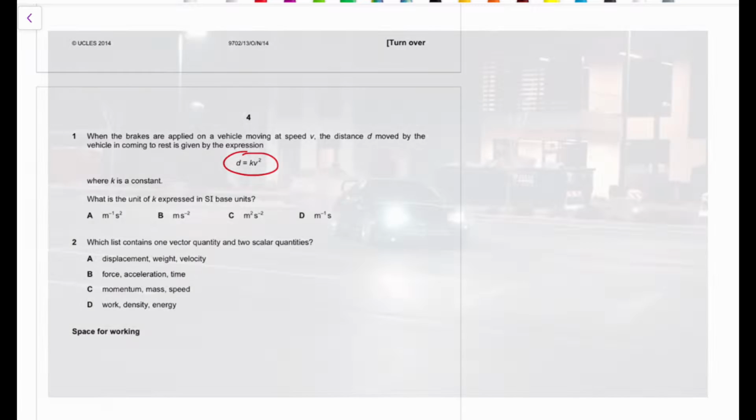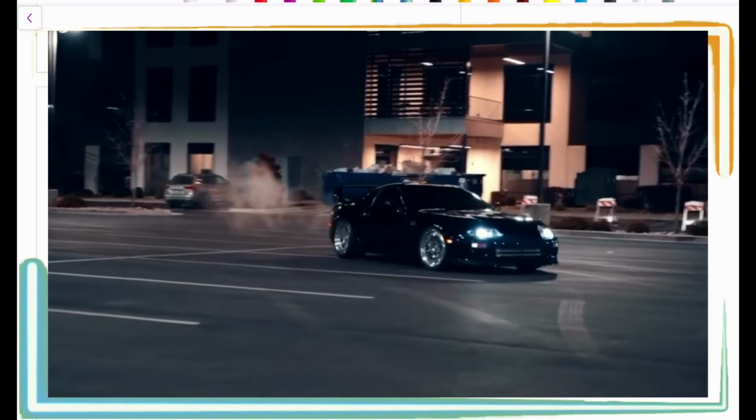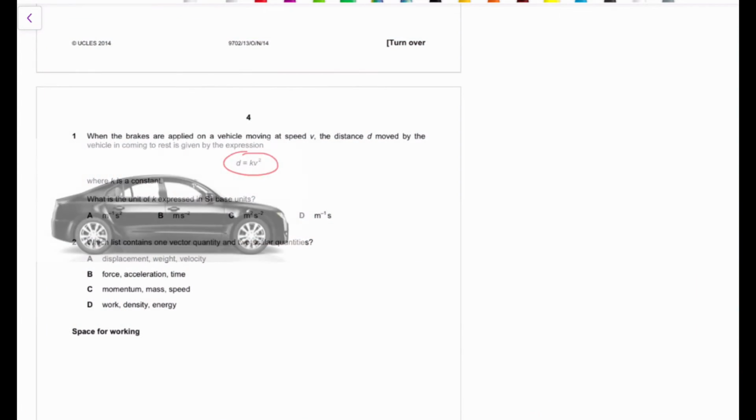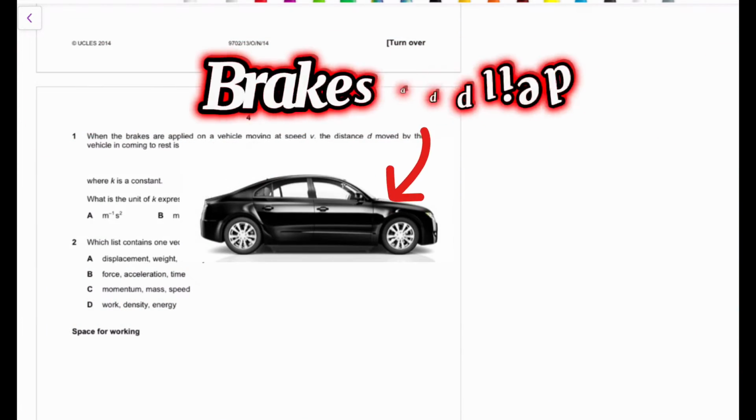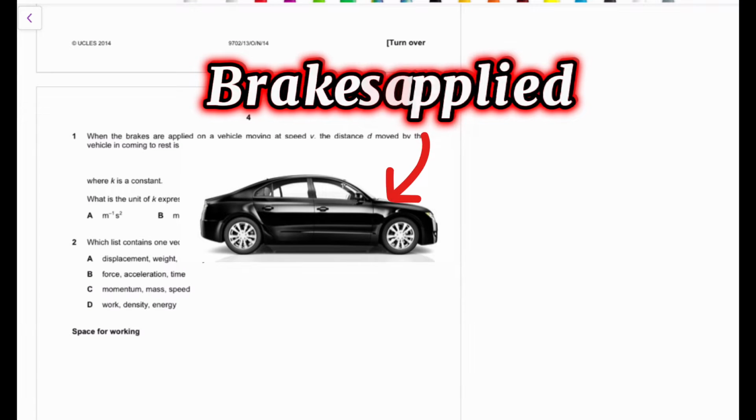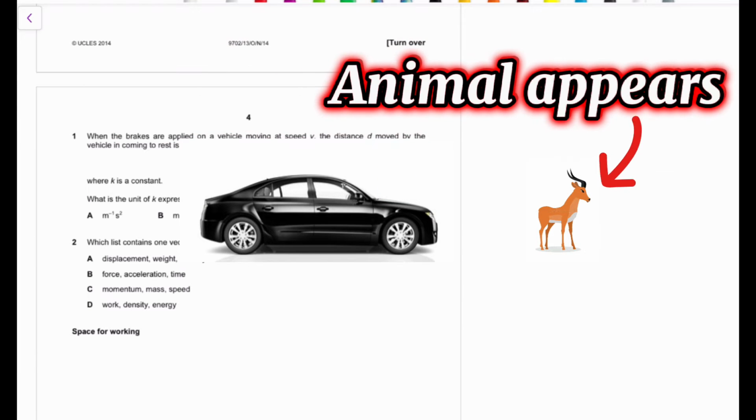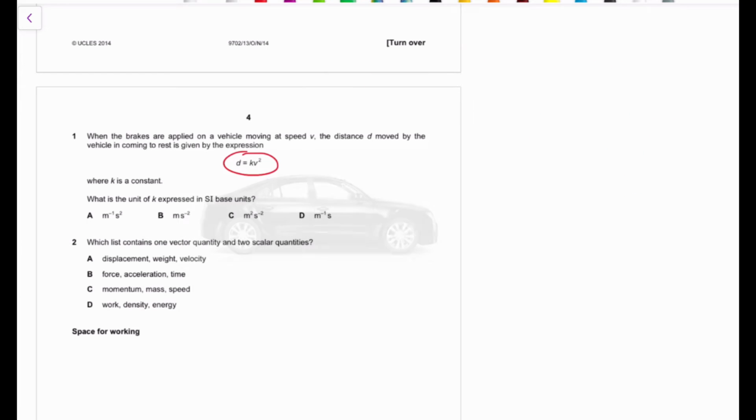What does this mean? Well, let's assume you have a car that's moving, and as the car is moving, you suddenly apply the brakes. Maybe you see something in front, maybe an animal or something like that. You have an equation that defines the distance that you move, and it's related to the speed that you have, and you're asked to express k in SI base units. So what are you going to do?